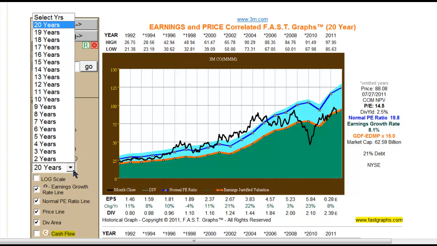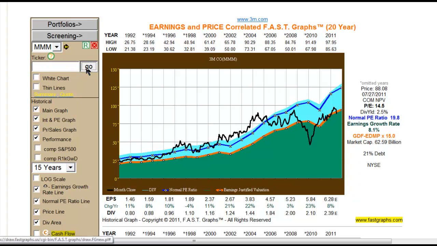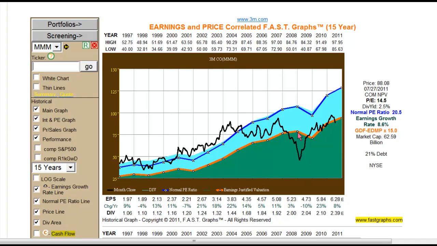In order to provide more detail, we're going to shorten this graph to a 15-year graph so that we can look more closely at what's been going on in recent years. You'll notice in calendar year 2009, 3M Corporation did see about a 10% drop in earnings from $5.23 to $4.73. Of course, this precipitated a very significant drop in stock price, where it fell from a high of $93.58 on September 28th all the way down to $45 by February 27th.